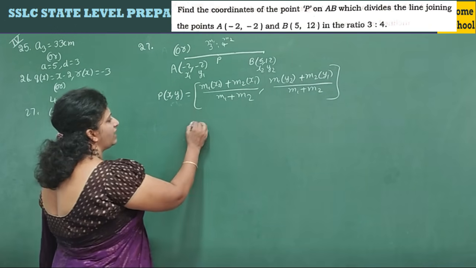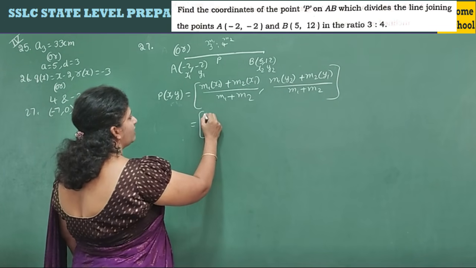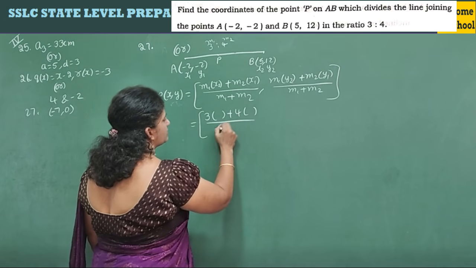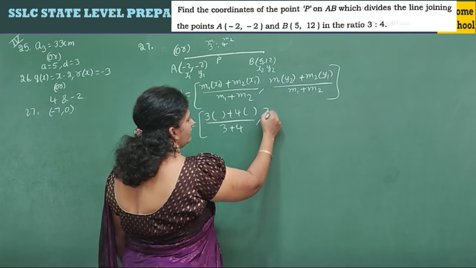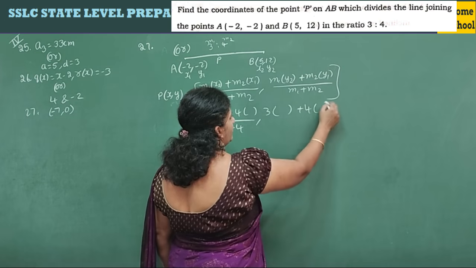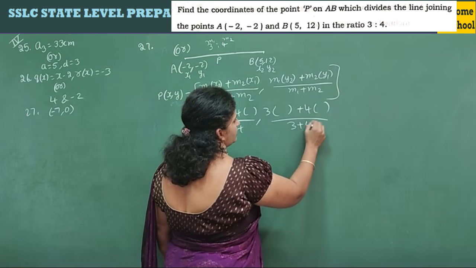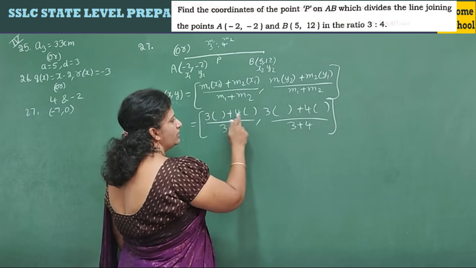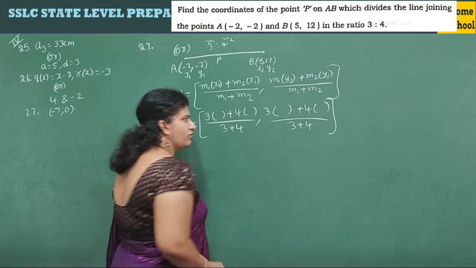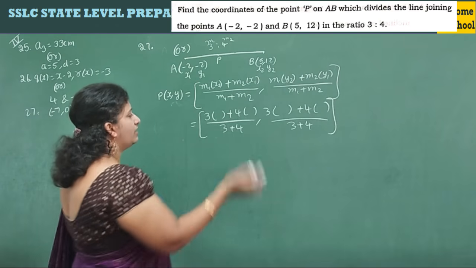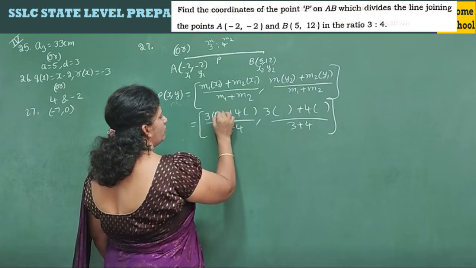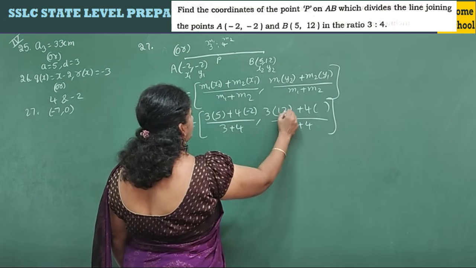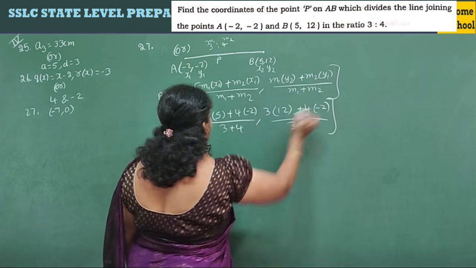Now substitute the values in this. m1 value is 3. This step also, directly go on writing, otherwise you will be confused. See how I have done. m1, m2 I know, 3:4 ratio, 3 plus 4 by 3 plus 4, 3 plus 4 by 3 plus 4, I have written directly. Now what is x2? 5, x1 minus 2, y2 12, y1 minus 2.